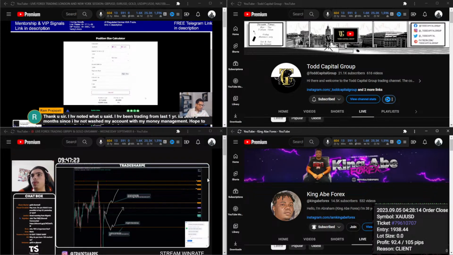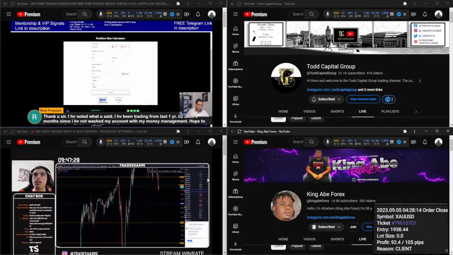Ideally, it would be nice to see a support range form, right? So what did we get in this case yesterday? We saw that pullback down to this support. In this situation, this support here was nice, but a bit of a small range. You could go either long or short.